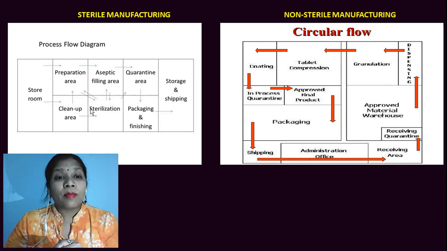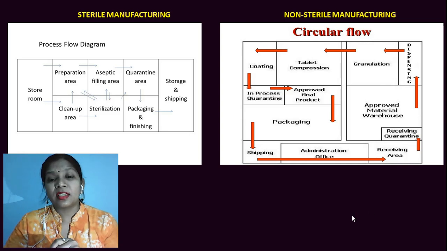Now the important part is the sterilization area. Here you can see the double arrow says that from preparation you can come to the sterilization, and from sterilization you can go to the preparation. From the aseptic area you can come to the sterilization area, and from the sterilization area you can go to the aseptic filling area. And this is the cleanup area, which is for limited use, where we don't need to maintain the sterility.